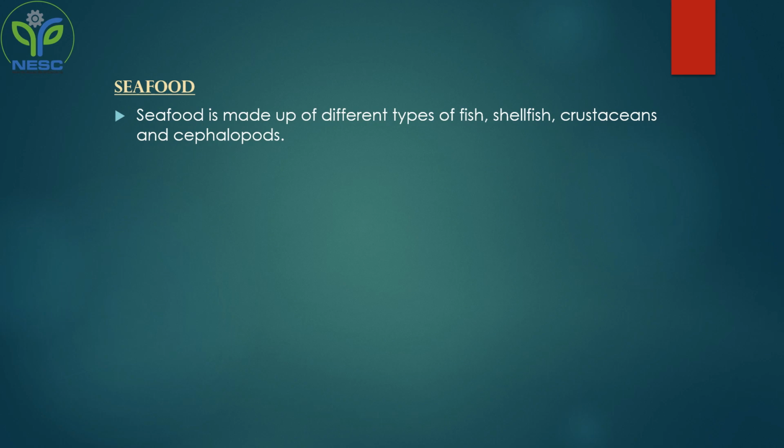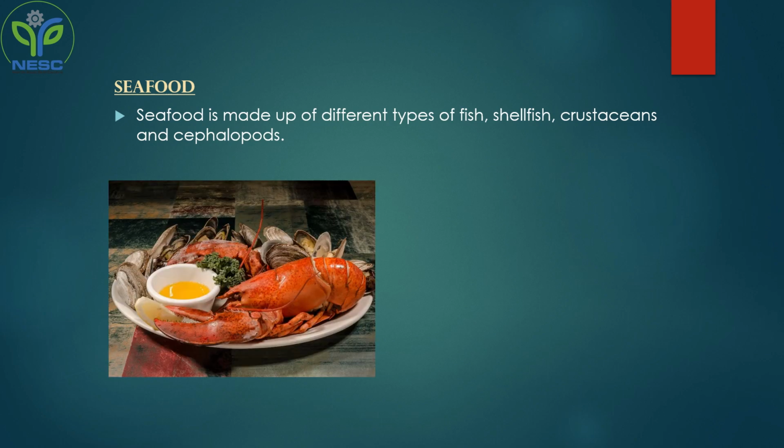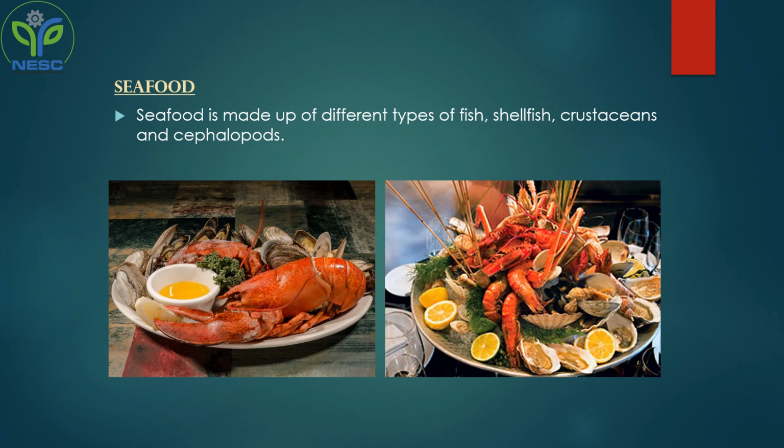Next category of food item is the seafood. Seafood is made up of different types of fish, shellfish, crustaceans and cephalopods. These are sea life regarded as food by humans. Crustaceans include crabs, lobsters, shrimps, etc., whereas cephalopods include squid, octopus, etc. Below are the two pictures of lobsters and shrimps.